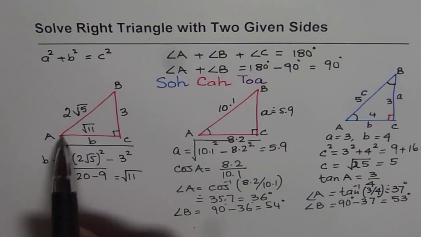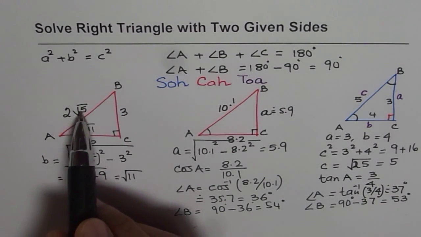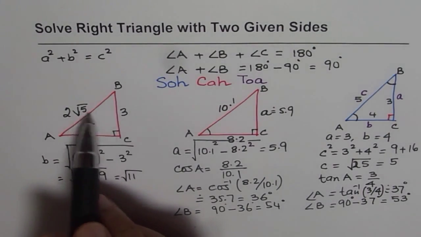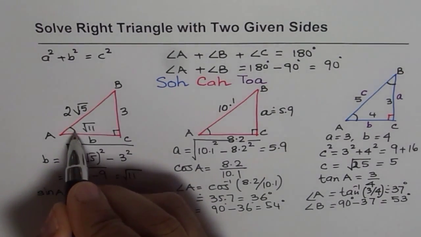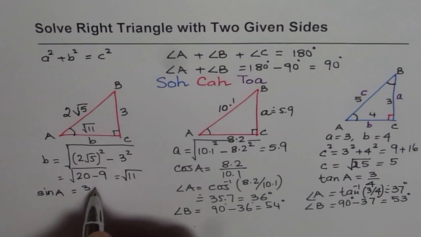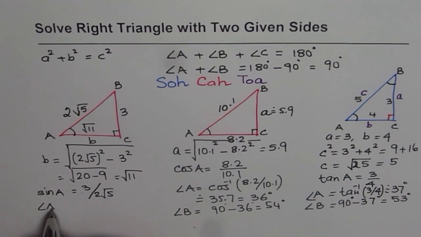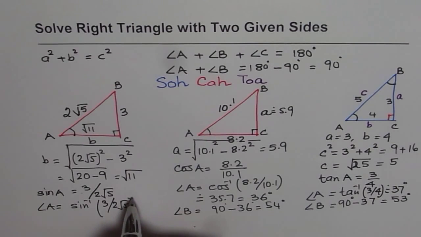Now to find the angle, we can use 3 and 2 square root of 5, which is given to us, and that forms the ratio of sine, correct? So sine of A, since 3 is opposite to angle A, is equal to 3 divided by 2 square root of 5. So angle A will be equal to sine inverse of 3 divided by 2 square root of 5, and we can use the calculator to find this answer, correct? So we'll use second function, sine inverse 3 divided by 2 square root 5.